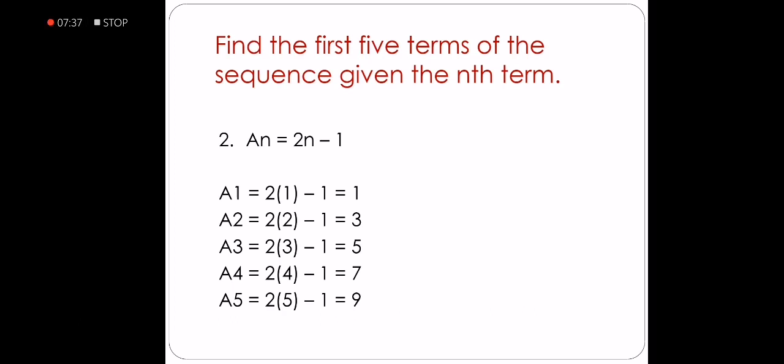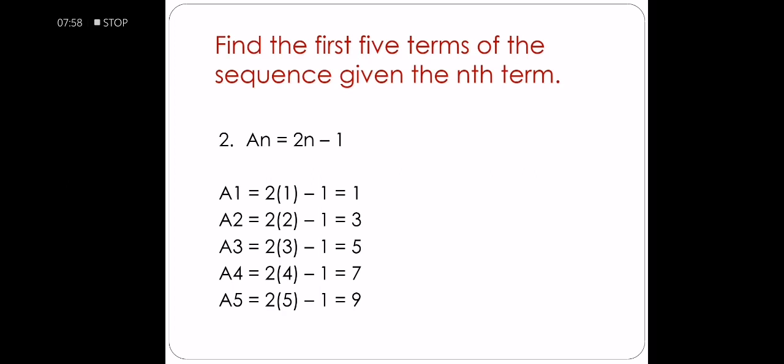Next, number 2, given the nth term na a sub n equals 2n minus 1, gagawin lang natin ulit yung process na pagsasubstitute. So, papalitan lang natin yung value ni n based kung anong term yung hinahanap natin. Let's say, for example, in a sub 1 equals 2 times 1, since a sub 1 siya, minus 1 equals 1. A sub 2 is 2 times 2 minus 1 equals 3.